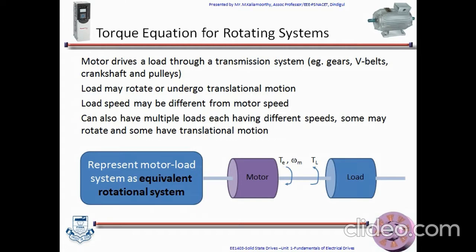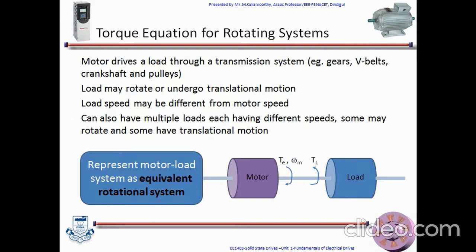It is not necessary that the motor and load rotate at the same speed. Sometimes the load may rotate at a speed higher than the motor speed by using step up gears, or at a speed lower than the motor speed by using step down gears. And if the load has many parts, then the speed may be different at different parts, while some may rotate and others may undergo translational motion. It is however convenient to represent the motor load system by an equivalent rotational system as shown here.